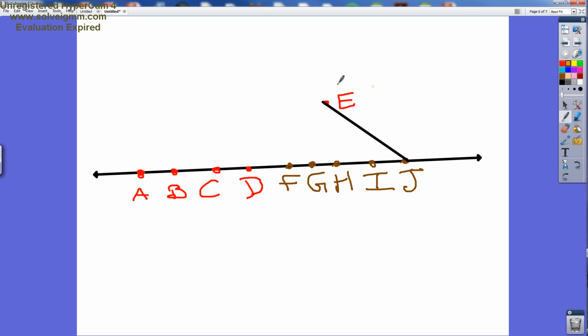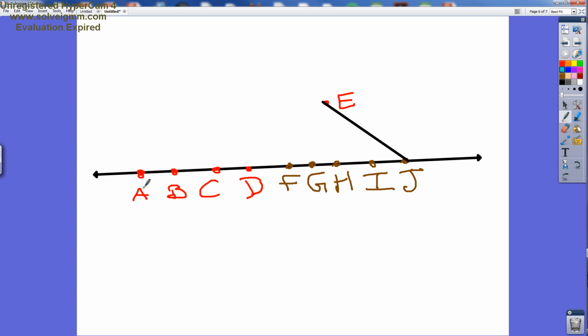All right, so now we've got this diagram right here, and what I want to do is name some opposite rays, however we want to go about it. So I'm just going to name a couple. There are lots and lots here, so you can name a bunch of them if you would like.